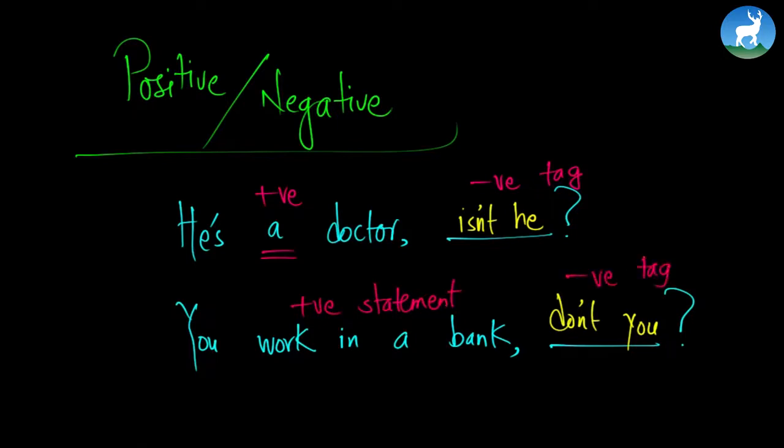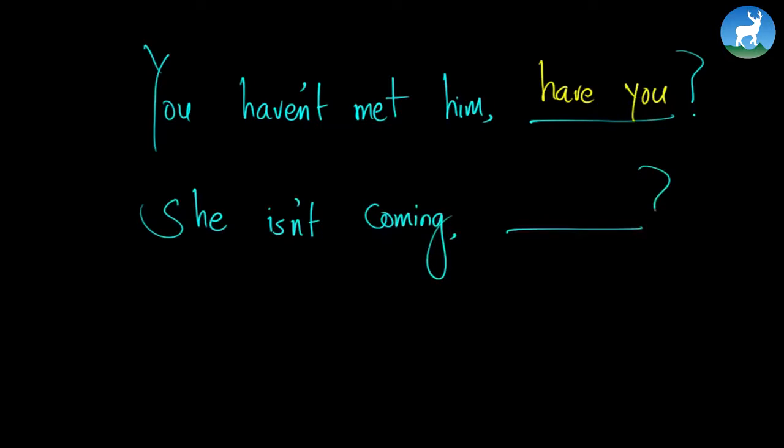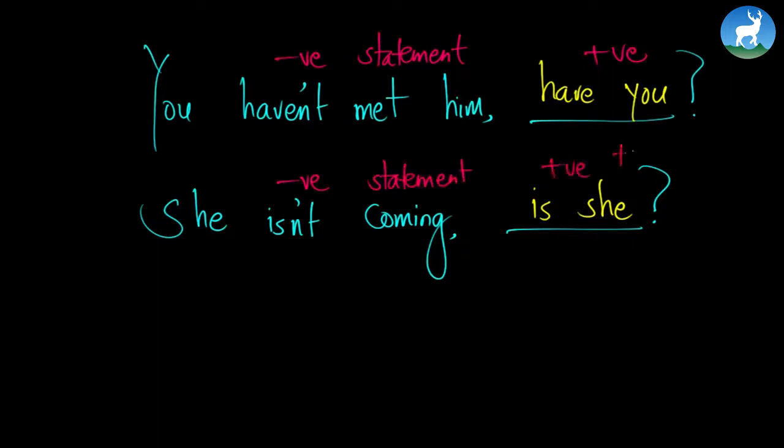This is the first or the basic rule, rule number 1. Alright, so if the main part of the sentence is positive, the question tag is negative. And if the main part of the sentence is negative, the question tag is positive. Let me give you 2 examples. You haven't met him. Alright, this is a negative statement. So the tag would be positive. Have you? One more example. She isn't coming. So the question tag would be, is she? And why does this happen? Because we have a negative statement. So obviously the tag would be positive. Here we have a negative statement like the first one. So the tag would be positive tag.